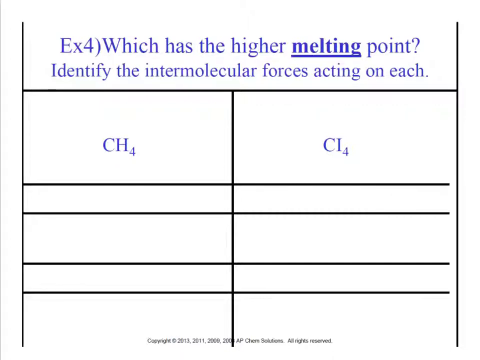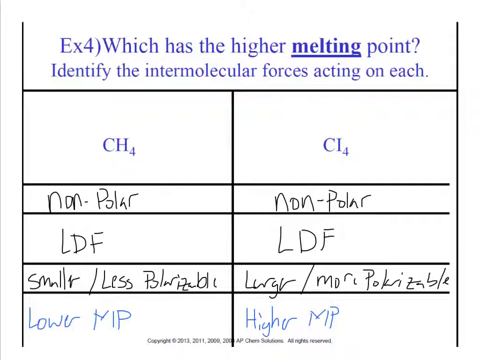Okay, walk yourself through this one. We're looking at melting point in this case, answering the same four questions. So polar, nonpolar, what types of forces, polarizability, and then finally boiling points relative to each other. Sorry, melting points relative to each other. All right, so we're comparing here methane and carbon tetraiodide.